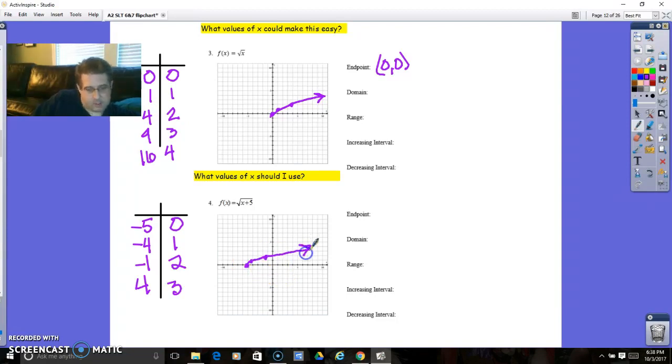Now, you'll notice that basically it just got translated 5 to the left. Just like a quadratic, these follow the same rules. Whatever's on the inside of the radical moves it left or right. And if there's something on the outside of the radical, that means it's going to move it up or down.